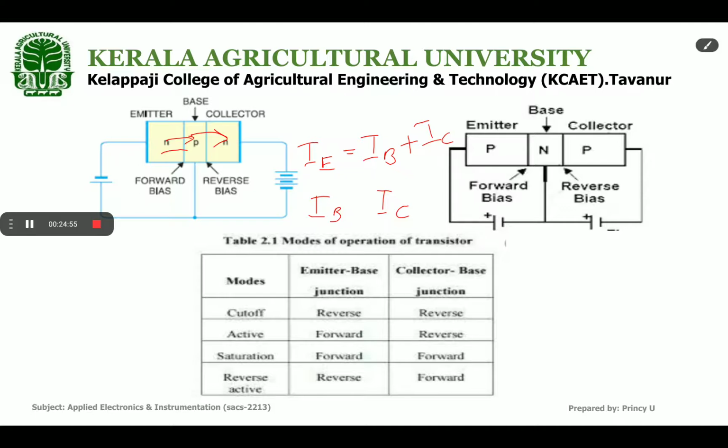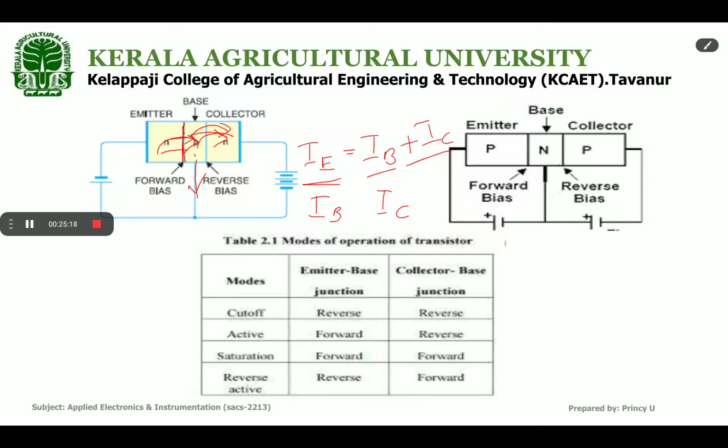So when we keep the first junction forward biased, most of the electric current emitted from the emitter will flow to the base. A small recombination occurs here that causes the base current and the remaining portion will go to the collector. So we can say IE is equal to IB plus IC.